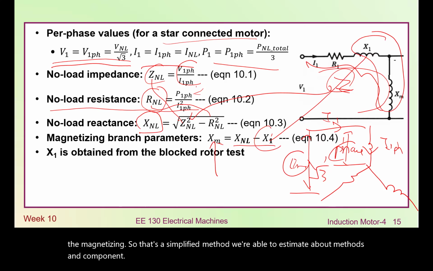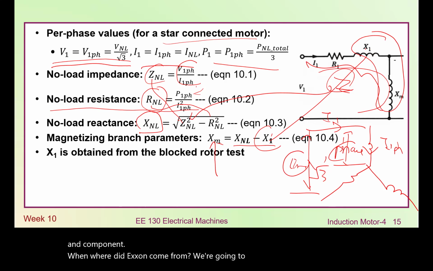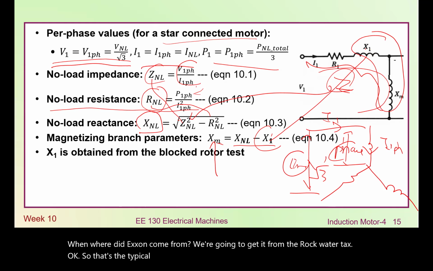And where the X1 comes from, we're going to get it from the lock voltage test. So that's a typical method. We're going to do it.